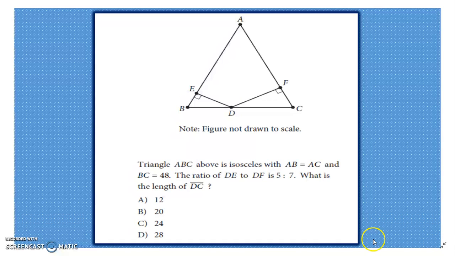The question is, triangle ABC above is isosceles with AB equals AC and BC equals 48. The ratio of DE to DF is 5:7. What is the length of DC? Four answer choices are given here.